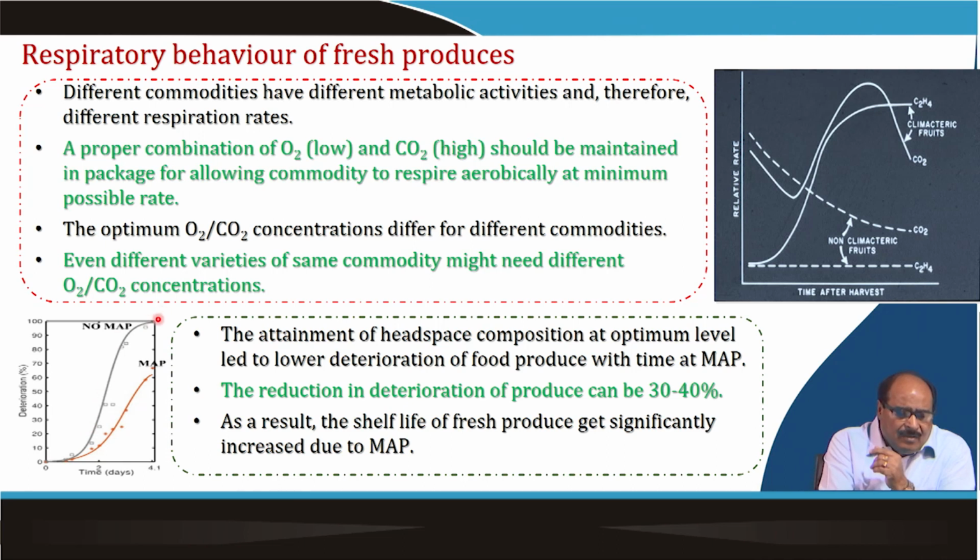Without MAP, the respiration rate is very high, so obviously it has a shorter shelf life and is spoiled early. Whereas when there is MAP, modified atmosphere, the respiration rate is slowed down and the shelf life is increased. The reduction in the deterioration of the produce can be even 30 to 40% by MAP. As a result, the shelf life of the produce gets significantly increased. You can see here in this figure.